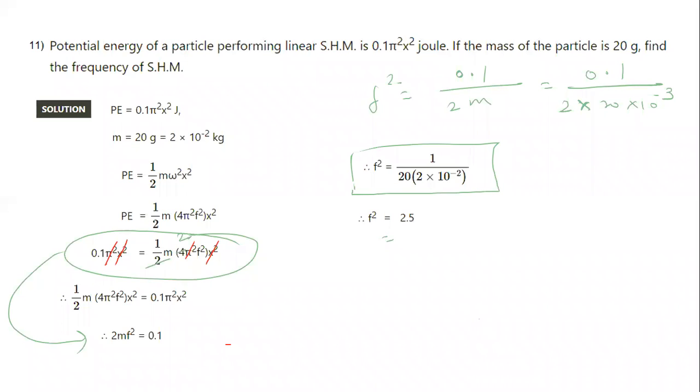And after solving this we get f square is 2.5. Means frequency is root 2.5. Root of 2.5 is coming 1.581. And this is the answer for the frequency.